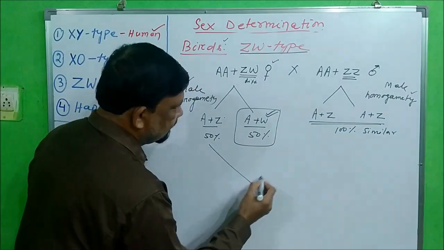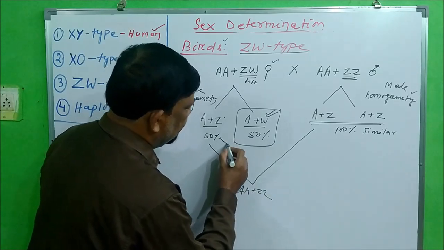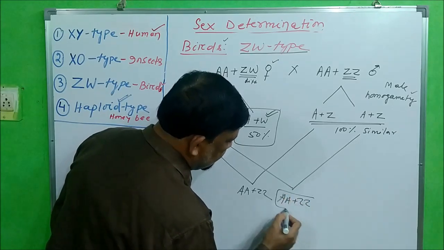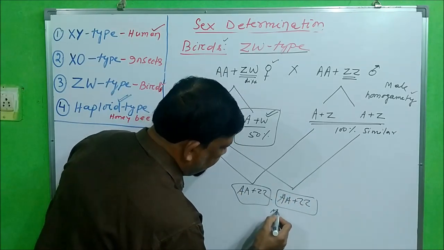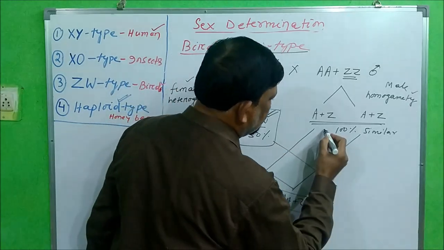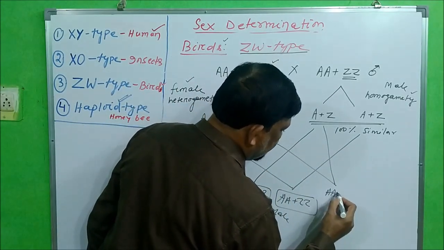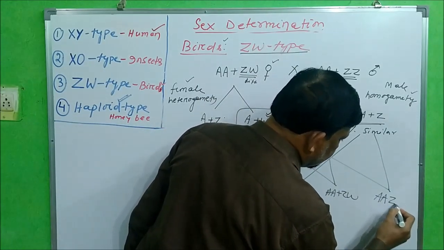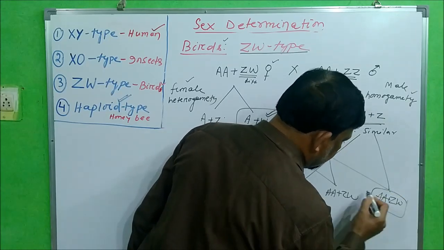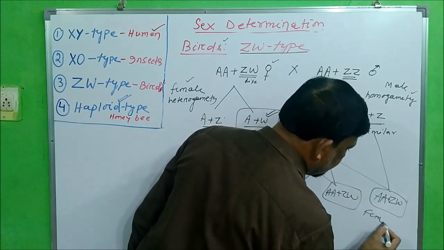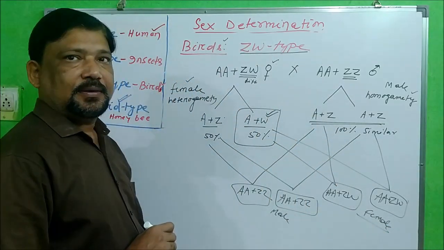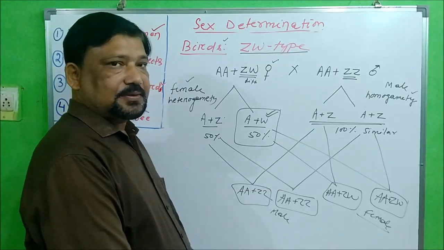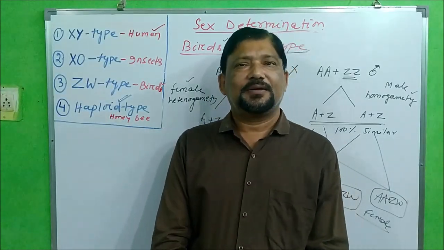Clear? Let's see the diagram. AA plus ZZ: if it goes with this, AA plus ZZ, these are male birds. When this goes with this one, it is AA plus ZW, and when it goes with this one also, it gives AA plus ZW. So these are female birds. Right? So this is the sex determination in birds. This is the miracle in our biological world.